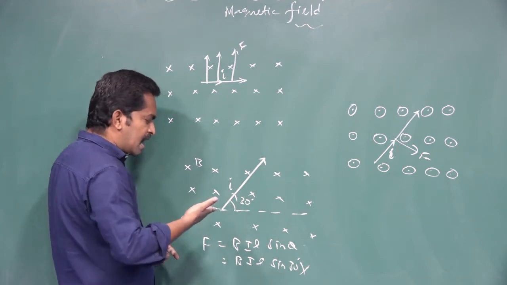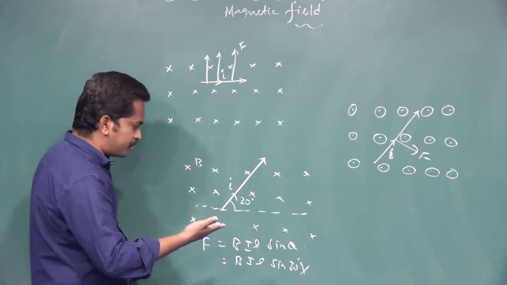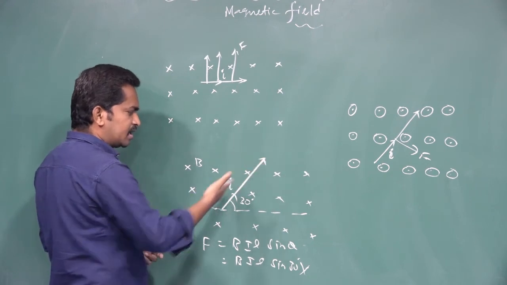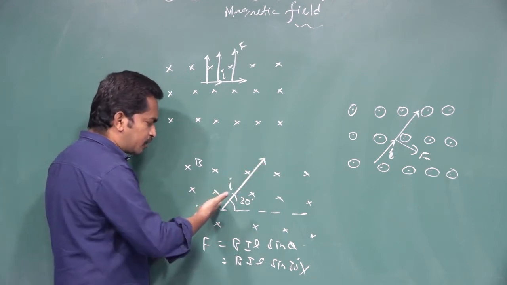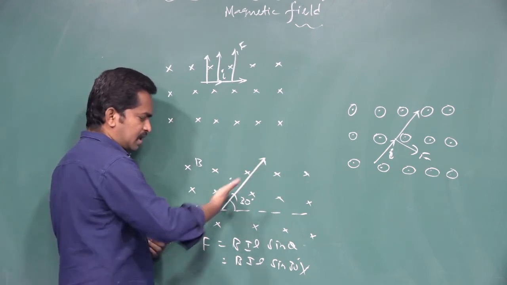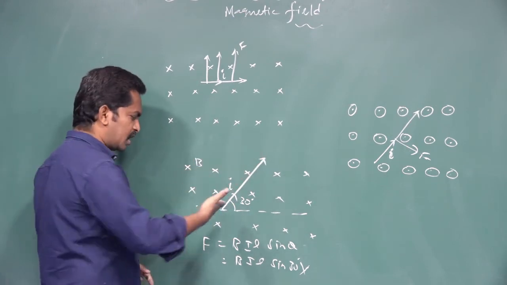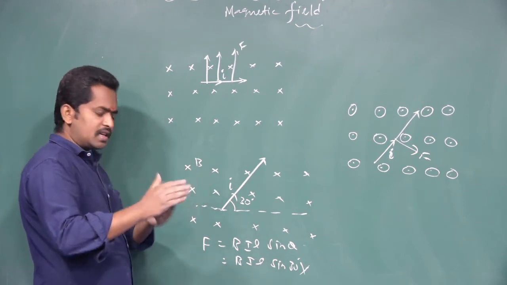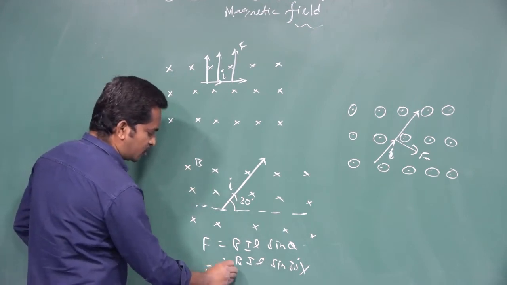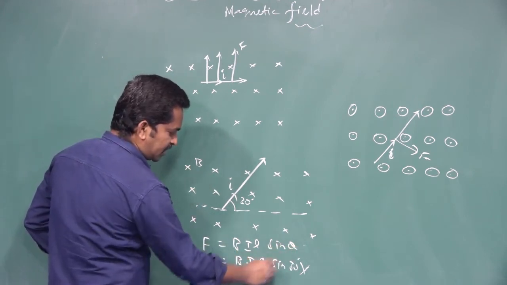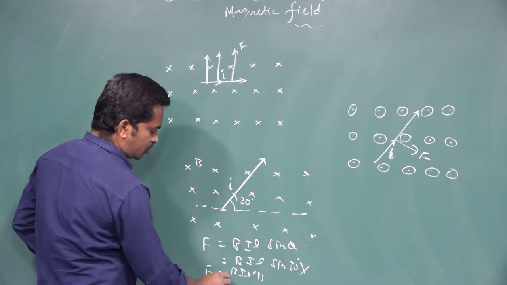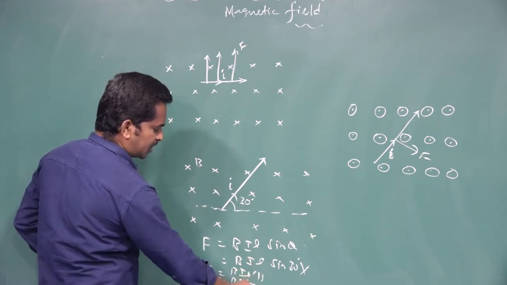So here the angle between the current carrying element and the magnetic field is very important. This is the magnetic field, this is the current carrying element, the angle is 90 degree. This is very important. So 90 degree. So the correct value is F is equal to BIL sin 90, value is 1. So F is equal to BIL is the correct answer.